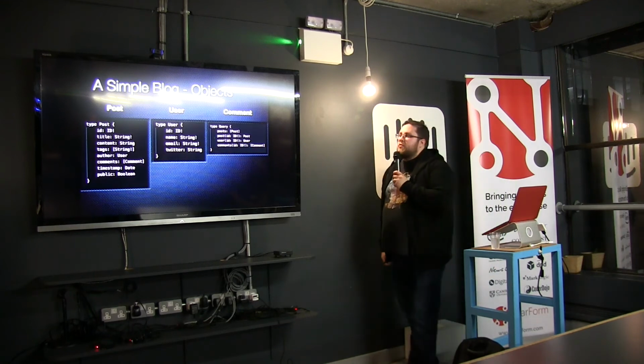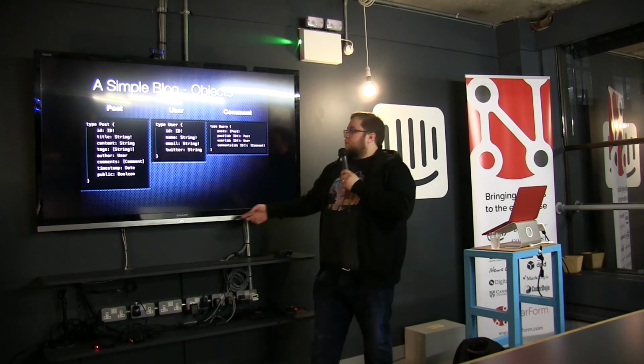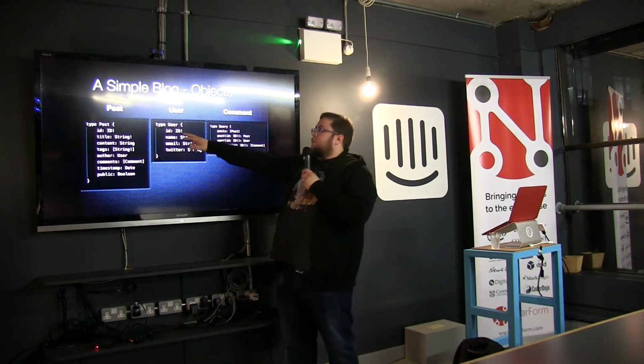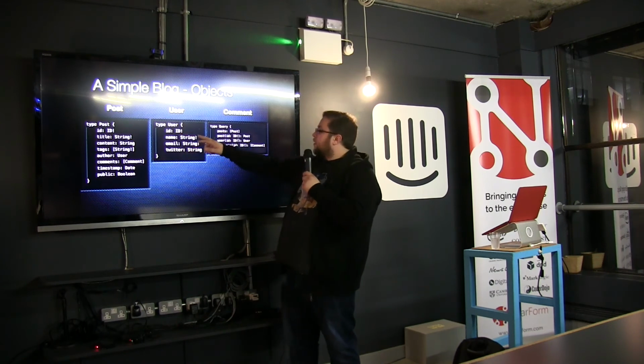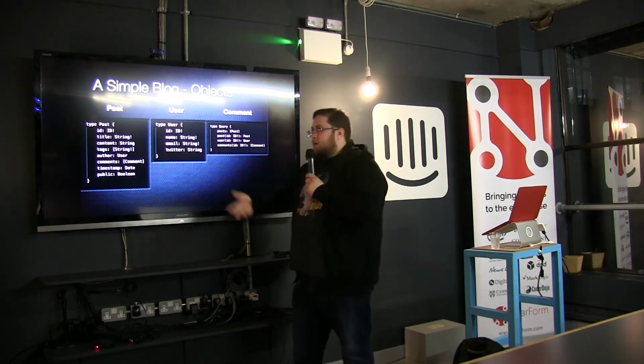There's our three objects using the GraphQL type syntax. So you've seen the post. The user there, pretty straightforward. It has an ID as well. Name has to be a string, name and email, and you can add in their Twitter account if they want to.